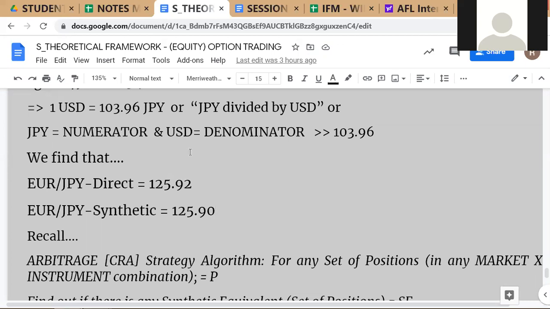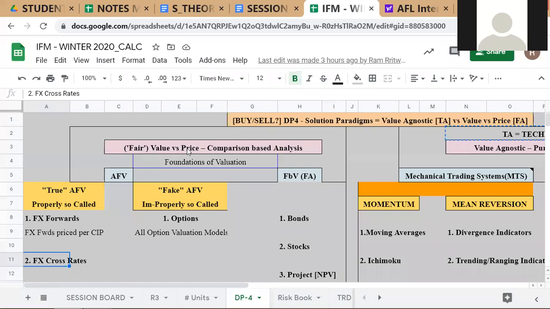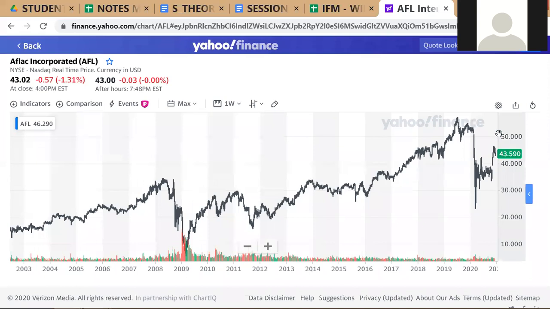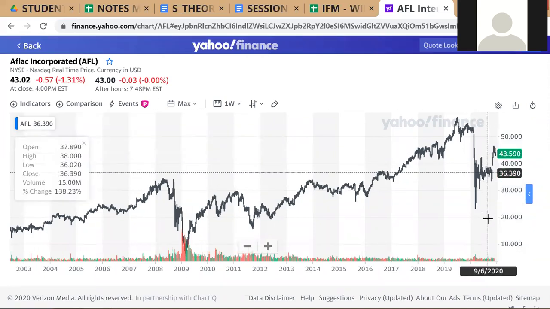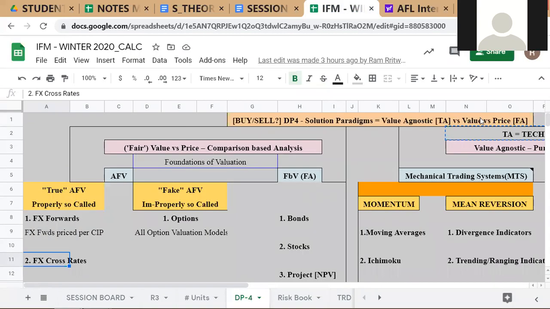And that's how this magic happens, this magic that you believe in: the price will converge to the fair value. And only in true AFV cases can you guarantee that this will happen. Everywhere else, it's a gamble. You buy Aflac because according to your estimate of the cash flows, the fair value of Aflac should be $60. Today it's $44, but no one really knows if it's actually going to go to $60. It might or it might not. It's a gamble. But in true AFV, there is no gamble. And one example of that, which you saw in the last class, was FX cross rates.